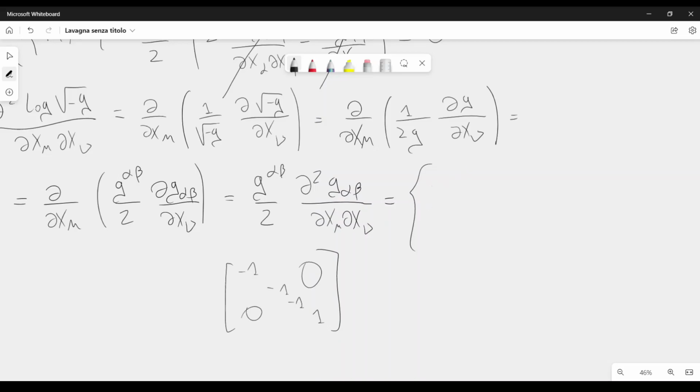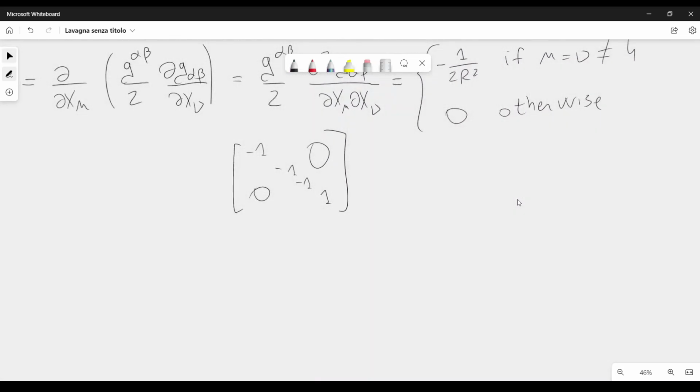So here we get minus 1 over 2r squared if mu is equal to nu and they are both not equal to 4, and we get 0 otherwise. For mu equal to nu equal to 4, we have g mu nu equal to 0. So the field equation will become minus lambda multiplied by 1 because g44 is equal to 1, which is equal to minus k times t44, which is just rho. Remember that c is equal to 1 according to our units, minus 1/2 times t, but t is also equal to rho. So we get from this equation minus lambda equal to minus k rho over 2.